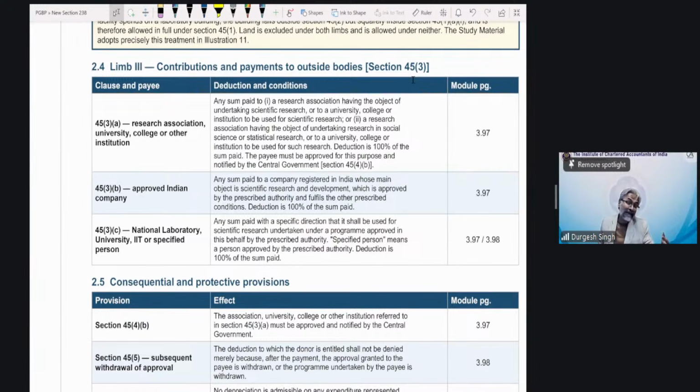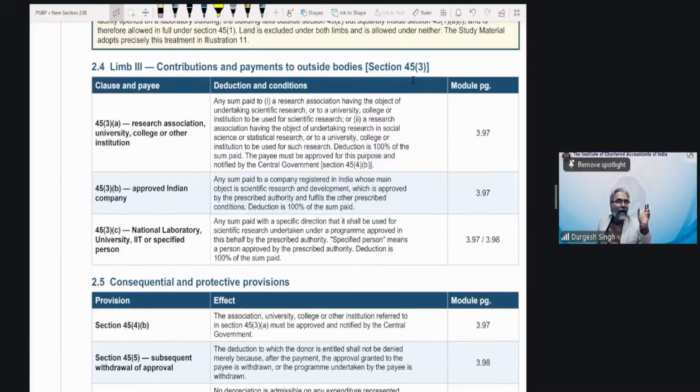Now you are a CA. You may be in practice. You are doing your profession, isn't it? So now I am a chartered accountant in practice. I have got a professional income. So I'm just giving an example. I've got a professional income, and I am giving the donation to this IIT.